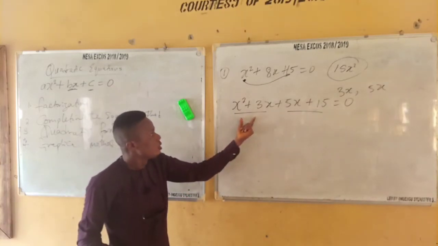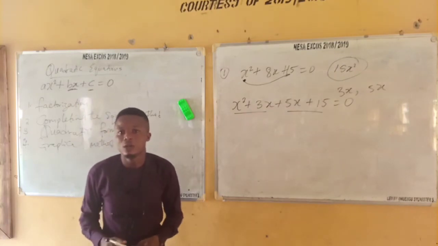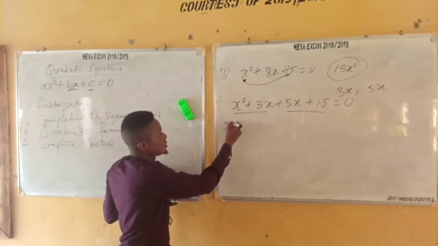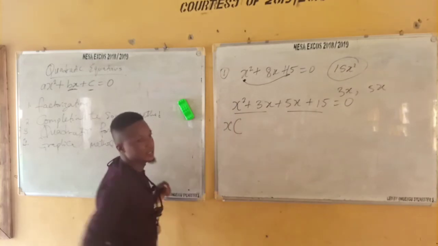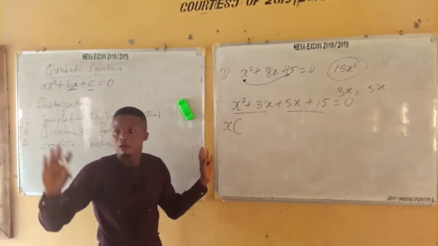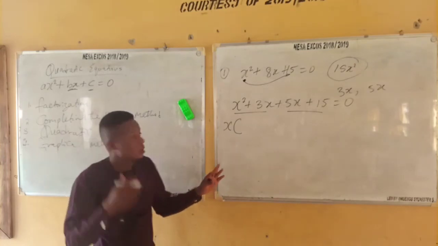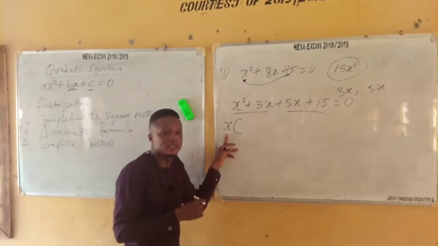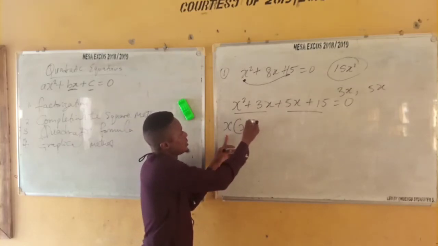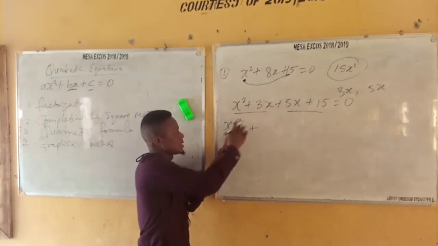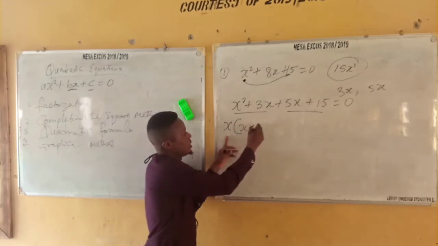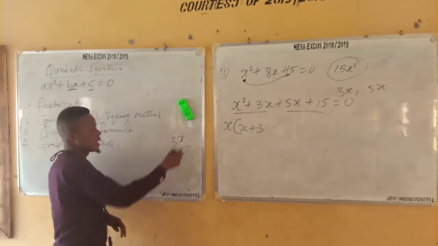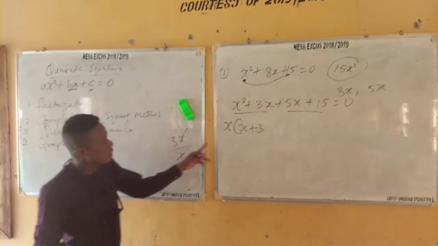In the first two, what is the common factor? x, because I can see x in both of them. So I write x and put a bracket. Please, if you are confused, just stop me. x squared divided by x gives us x. You write x plus 3x divided by x gives 3, because when you have 3x over x, the x will cancel, leaving us with 3.